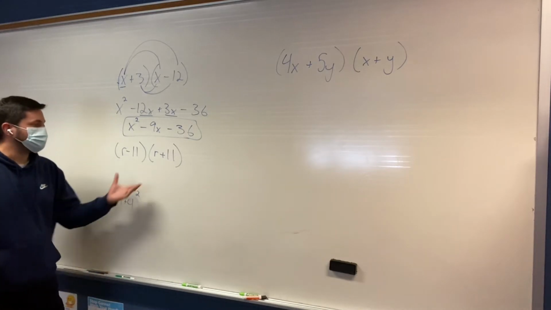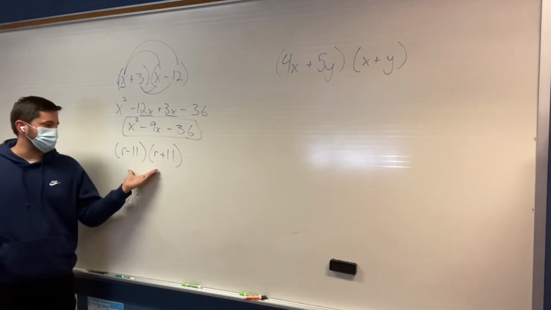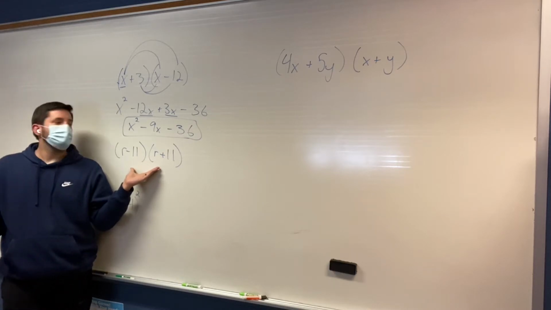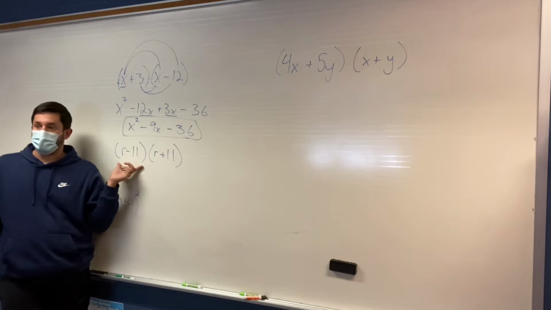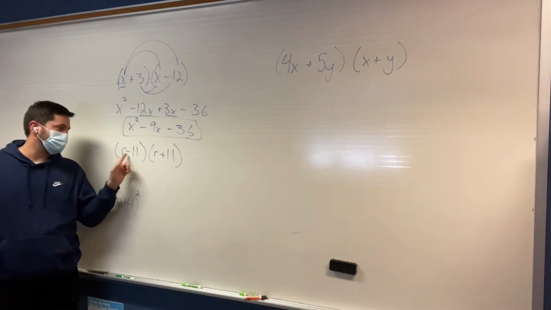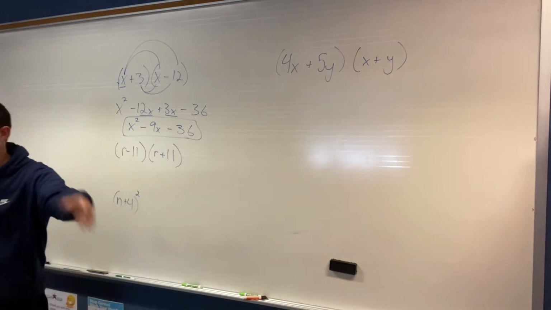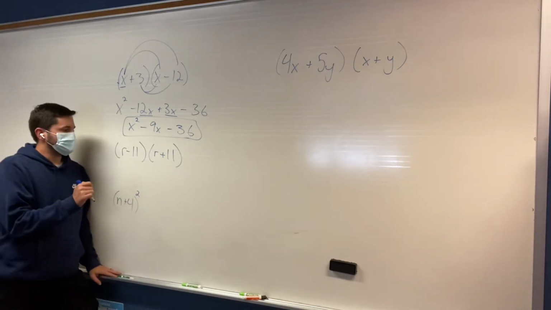Next one. I love this one. What's weird and what do you maybe notice about this one? So they're both r and 11. They're basically the same thing except the signs. Both r's, both 11s, but a plus and a minus. You'll see what happens with that. This is very important when it comes to special cases factoring, which we'll get to next unit.